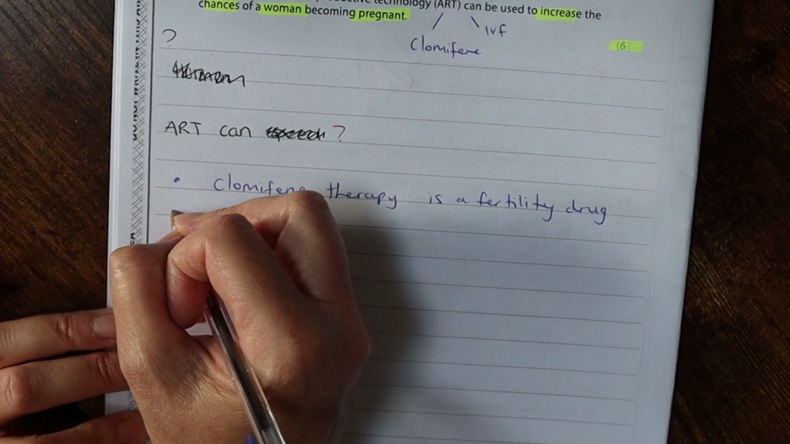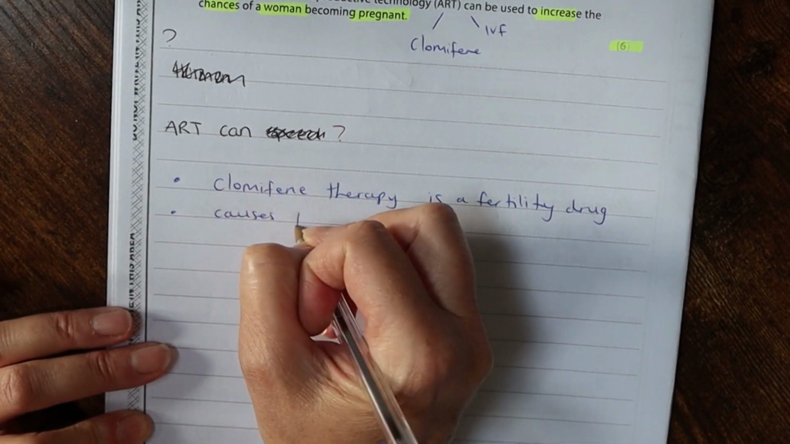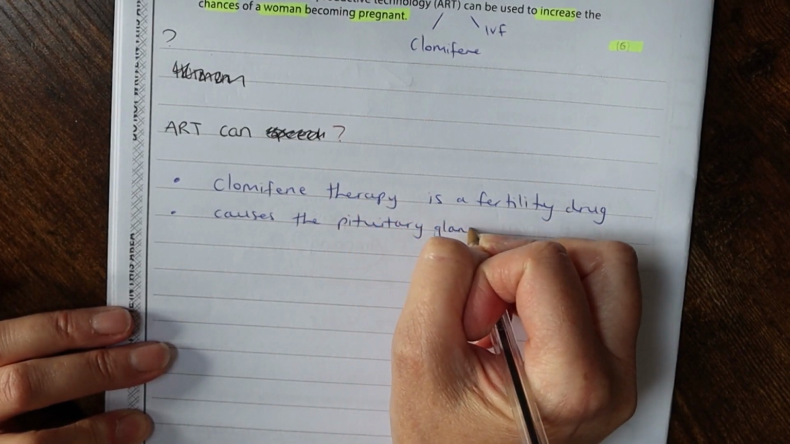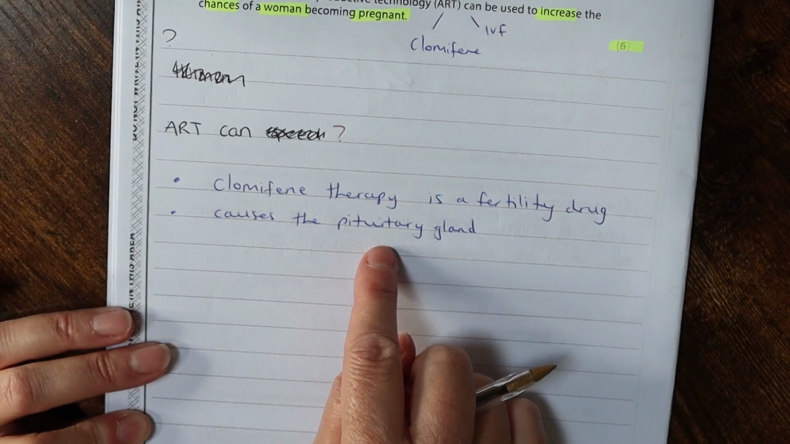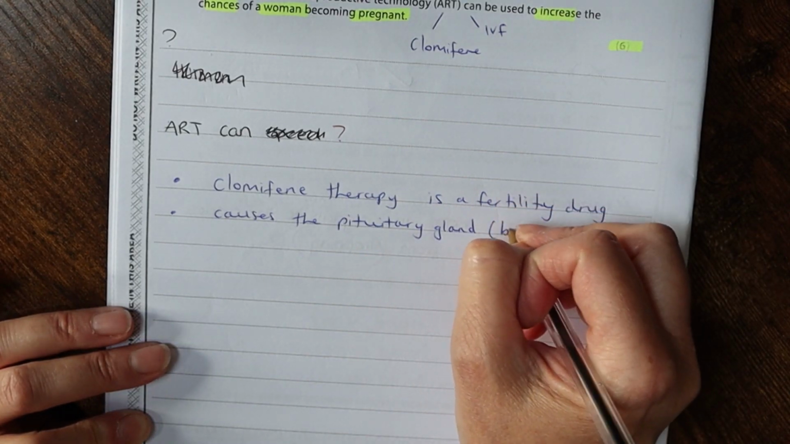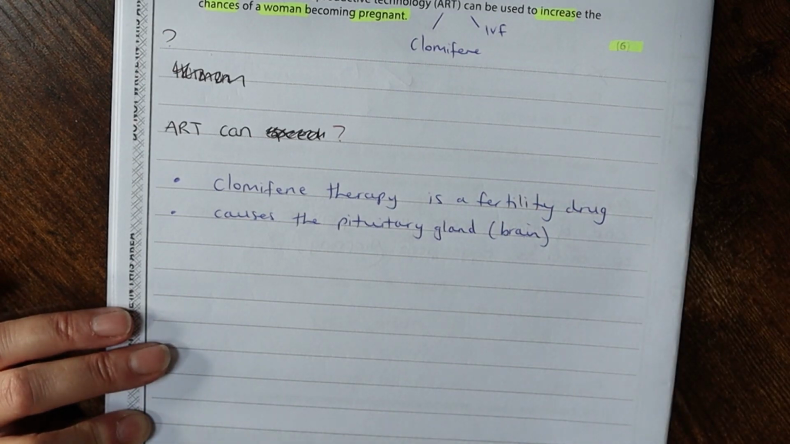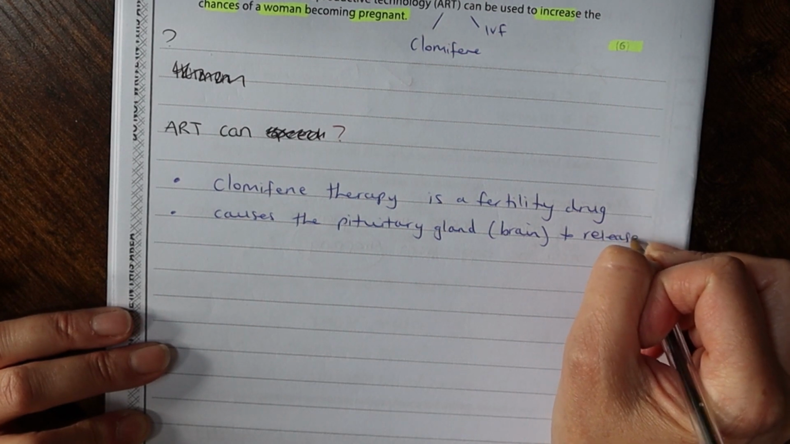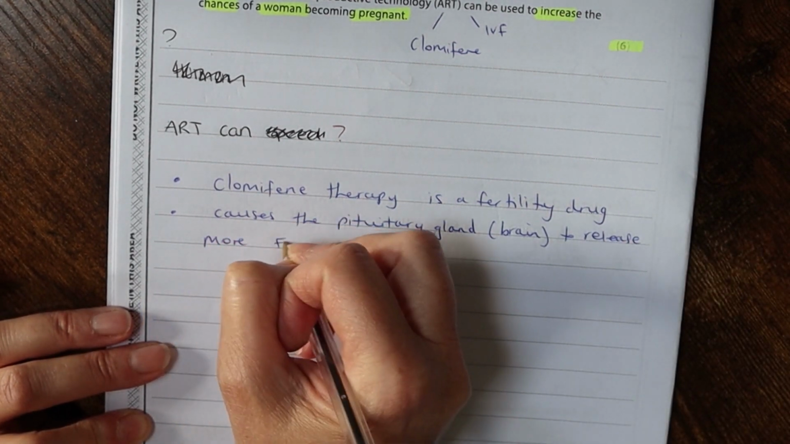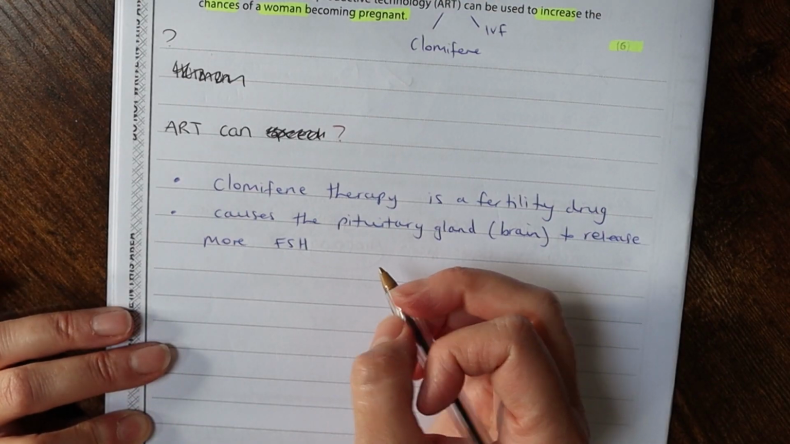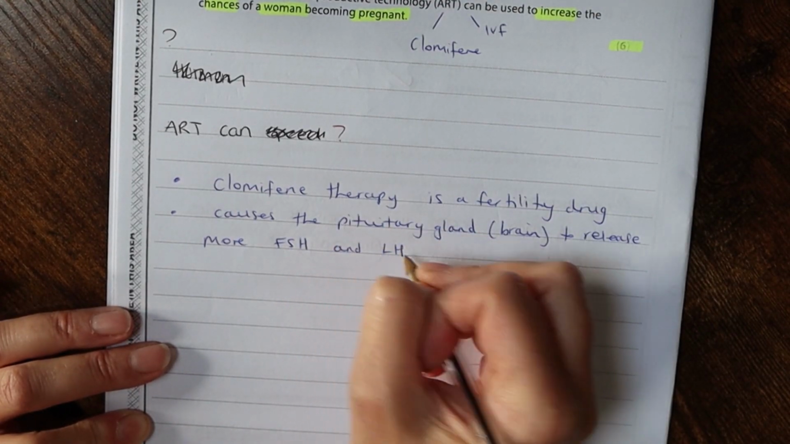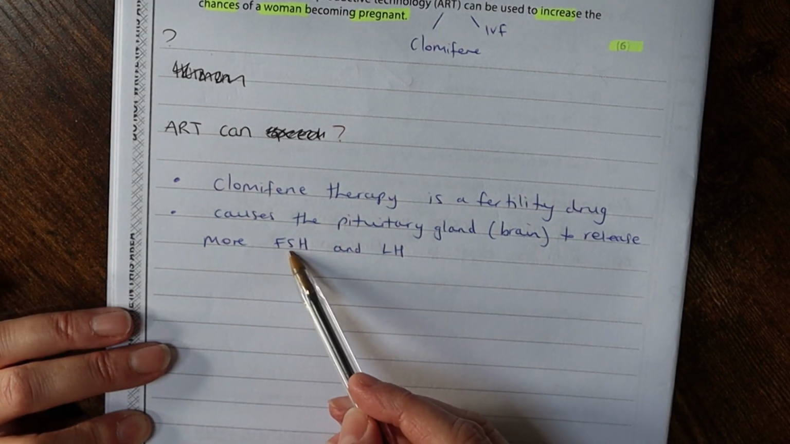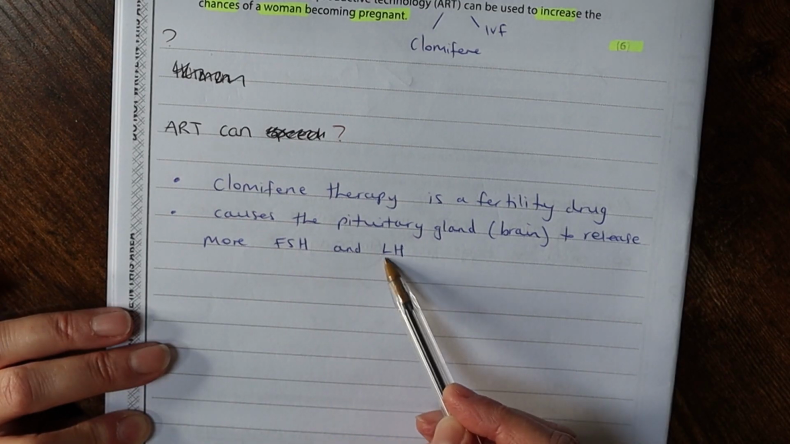And then we need to say what it does. So it causes the pituitary gland. This is a difficult word to spell, so do make sure you learn how to spell it. So that is found in your brain. And clomiphene therapy will cause the pituitary gland to release or secrete more FSH, which should be written in capital letters, and LH. Now, you don't actually need to know what these stand for. You can just refer to them as FSH and LH. This is follicle stimulating hormone, and this is luteinizing hormone.